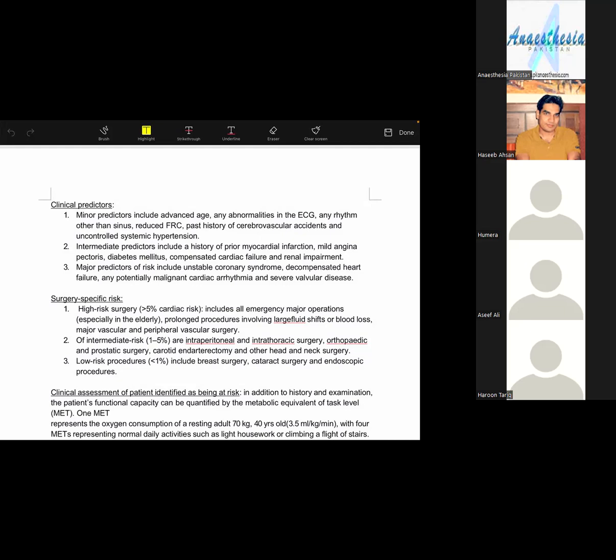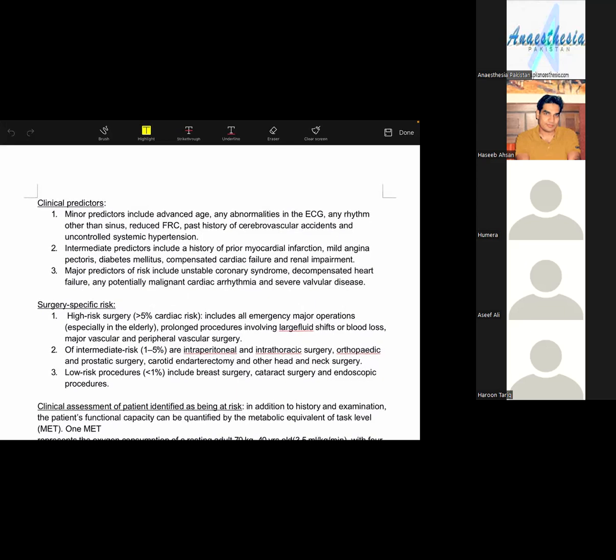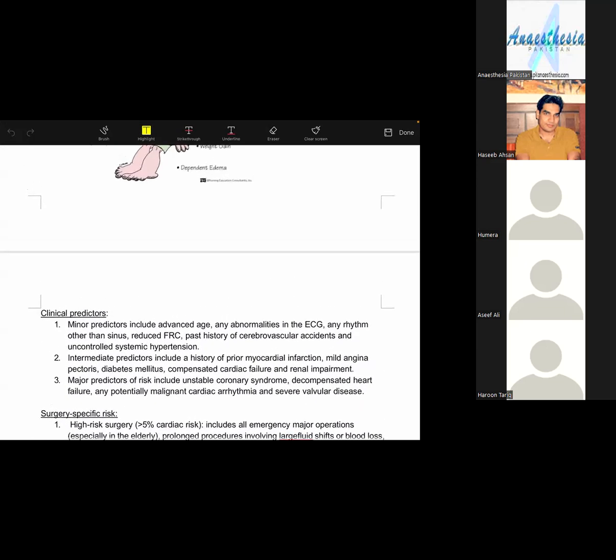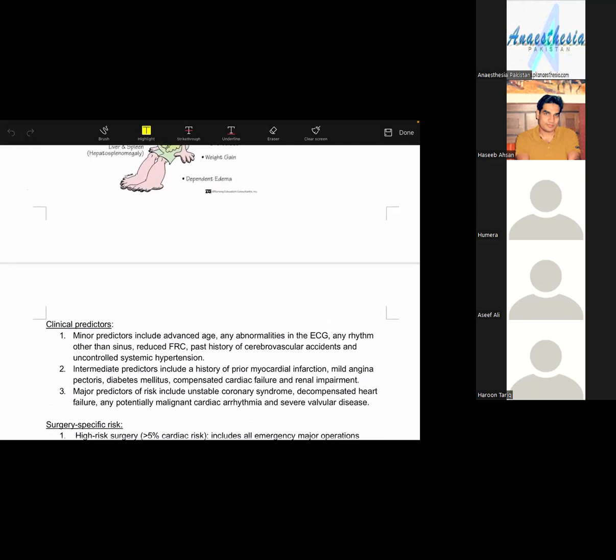The next step will be ECG. You will be correlating it with ECG, echo, and cardiac enzymes.